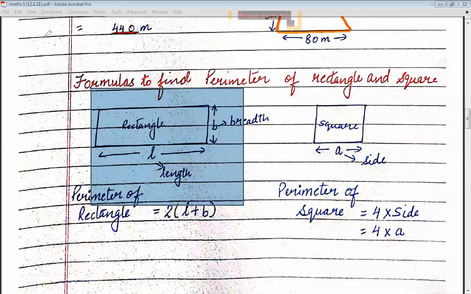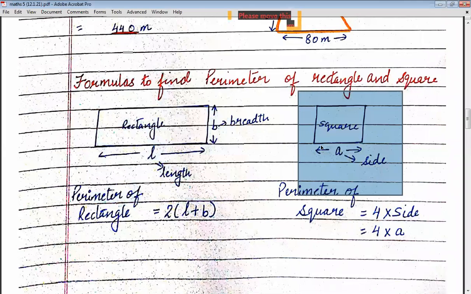Now, children, you are well aware of the figure square. Now, in square, all the sides are equal. You know the property of a square that all the sides are equal. If this is A, this is also A, the upper one is also A, and this one is also A. In a simple language, you can just add all the four sides and you will get the perimeter.